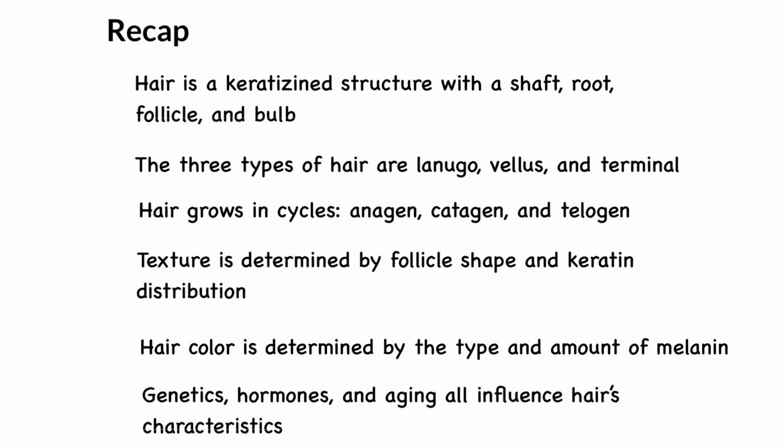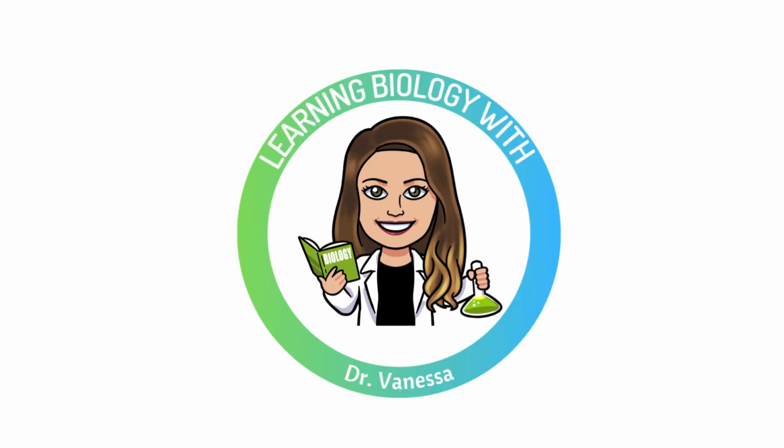And of course, genetics plays a huge role in this, as well as hormones and aging that will all work to influence hair's characteristics. Hair is one of the most visible human traits, but it's also deeply biological. From texture to color to growth, it's shaped by a complex interaction of cells, genetics, and hormones. Understanding the biology of hair helps us better appreciate not just what we see, but how it works.